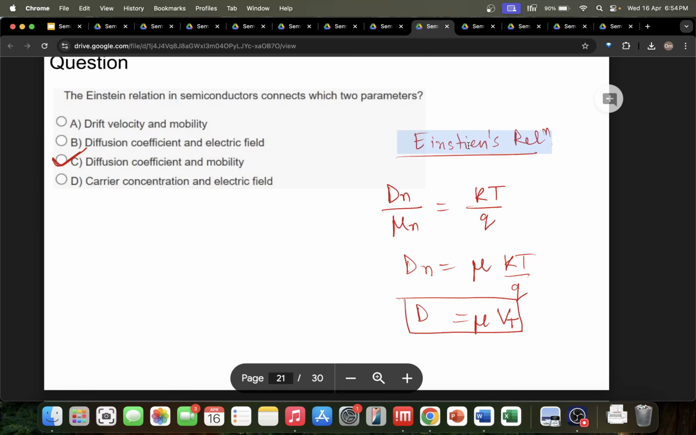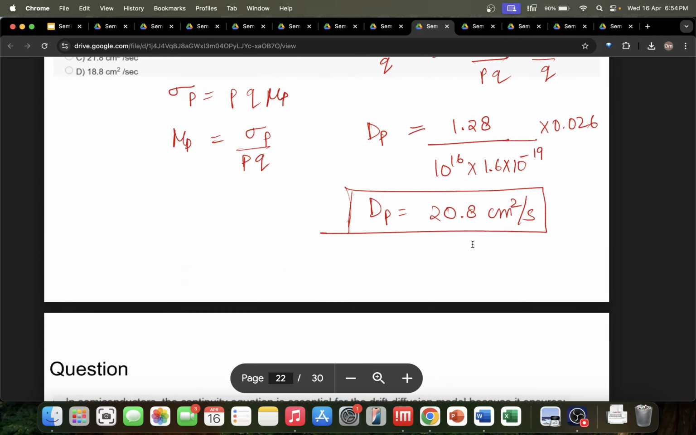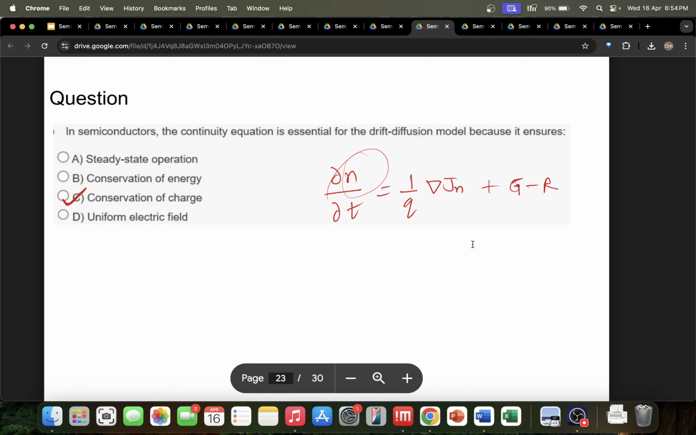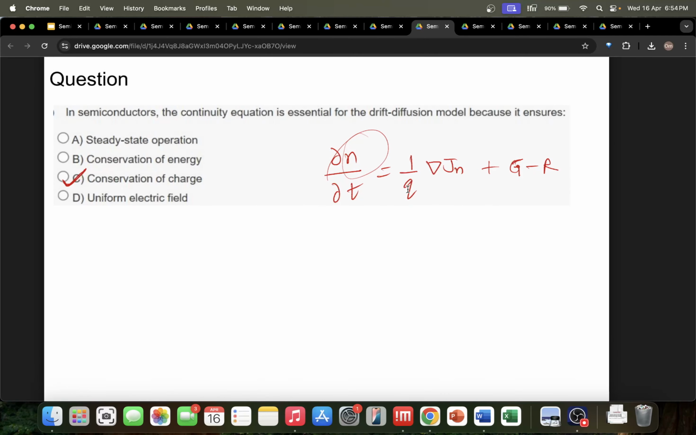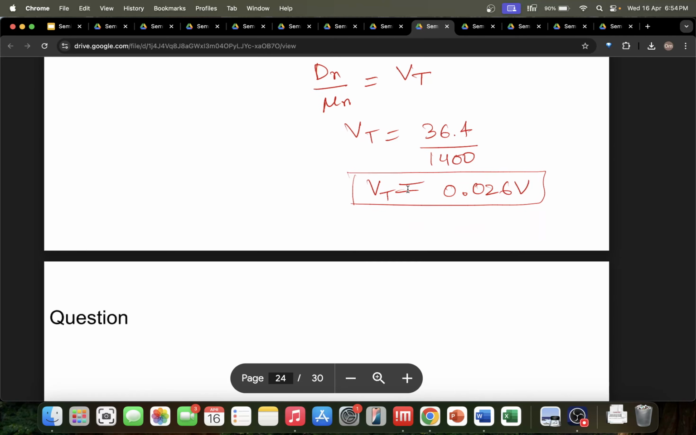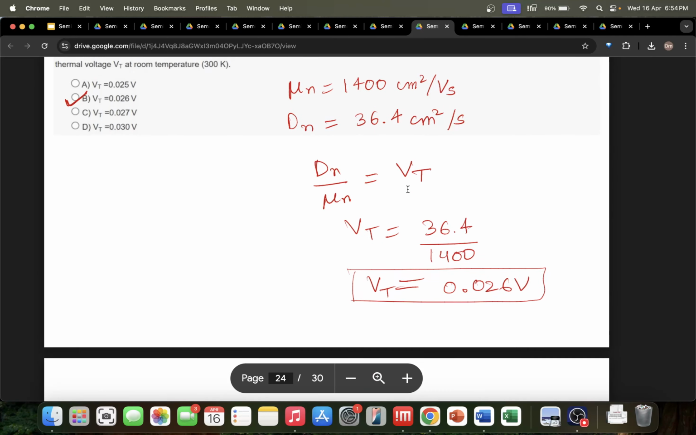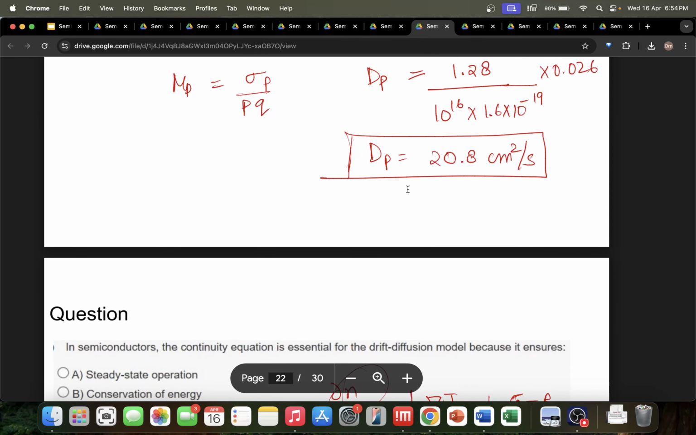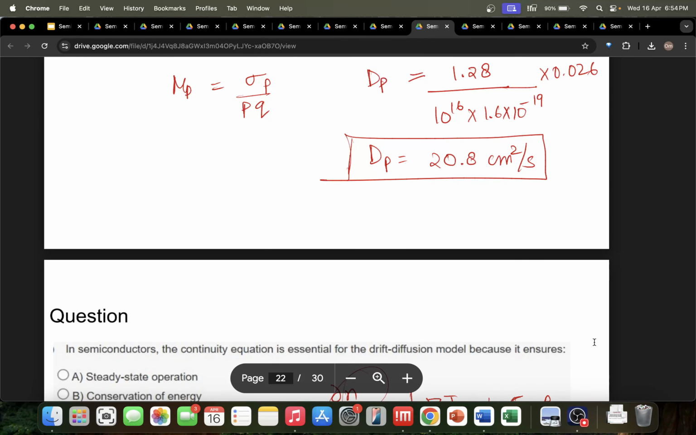There is a nice relation between the diffusion coefficient and mobility, known as the Einstein relation. Some questions over it. Again, some questions on the multivariate diffusion equation or continuity equation. So this was all about the diffusion model.